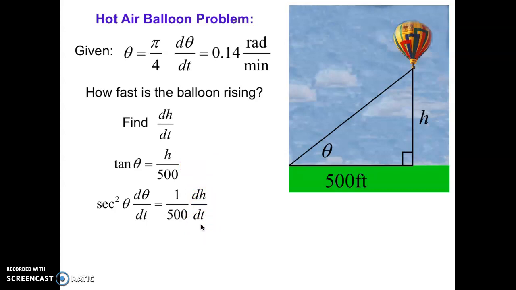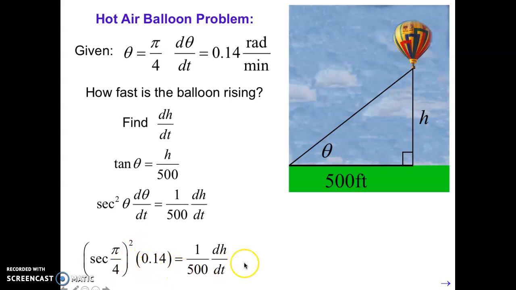Now, what information do I know? This is the only information I know right here. I know d theta/dt, I could plug that in. But I want to solve for dh/dt, and I don't know what the secant of theta is. But I probably could figure it out. At this point in time, theta is pi/4. So I could figure out what this is. Secant of pi/4 is the reciprocal of the cosine of pi/4. Then I'm going to square it and multiply it by 0.14 radians per minute.